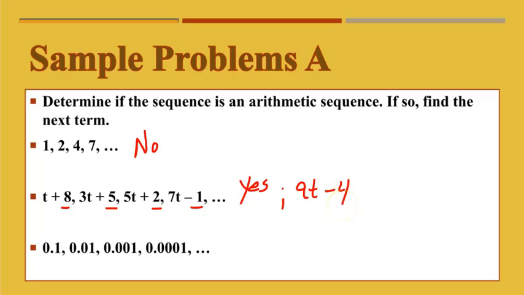Next, 0.1, 0.01, 0.001, 0.0001. This one is actually a geometric sequence because you're multiplying by 1/10 every time. So for it to be an arithmetic sequence, you have to be adding the same number each time.